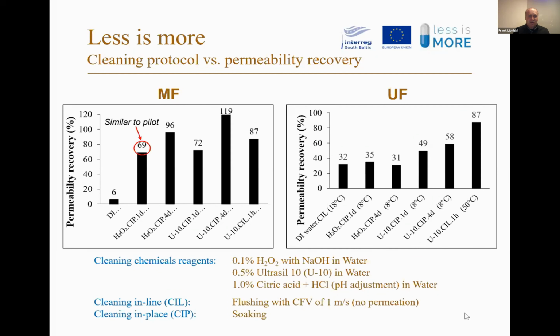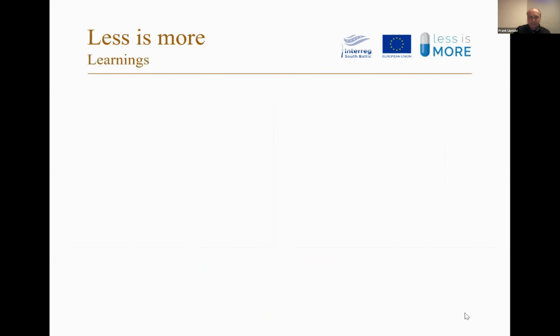But basically, what we saw is that the caustic cleaning was the most superior cleaning compared to the citric cleaning. We also found out that when we recirculate the cleaning liquid, it was more cleaning efficient than just the soaking. After 1 hour of recirculation, we had a close to similar effect as 4 days of soaking.